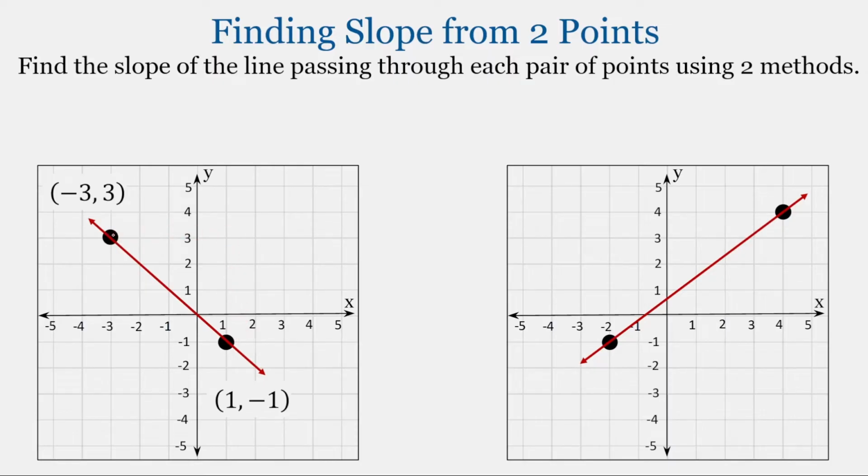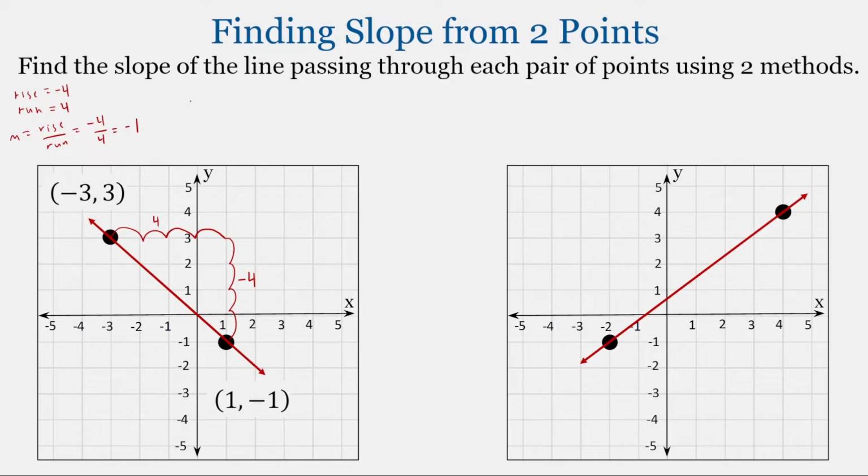and then the rise. So we have 1, 2, 3, 4. So we have a run value of 4. That's our change in the horizontal. And then 1, 2, 3, 4. Again, that's a change of 4, but this time it's in the negative direction. So our rise is equal to negative 4. Slope is equal to rise over run. So we have a value of negative 4 over 4, which is equal to negative 1.